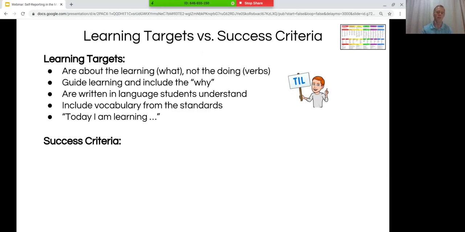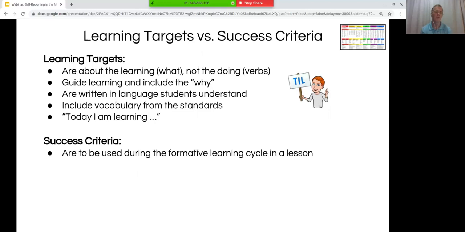As far as success criteria, this is going to be used during the formative learning cycle. So throughout your lesson, say, hey, are you successful in this? If not, I'm going to check in tomorrow. I'm going to check in a couple of days, and let's check to see if you are successful. They must be specific, understandable, and visible. So you can post these on the board. You can put them at the beginning of your notes. I'll show you in a little bit how I put them in my lessons.